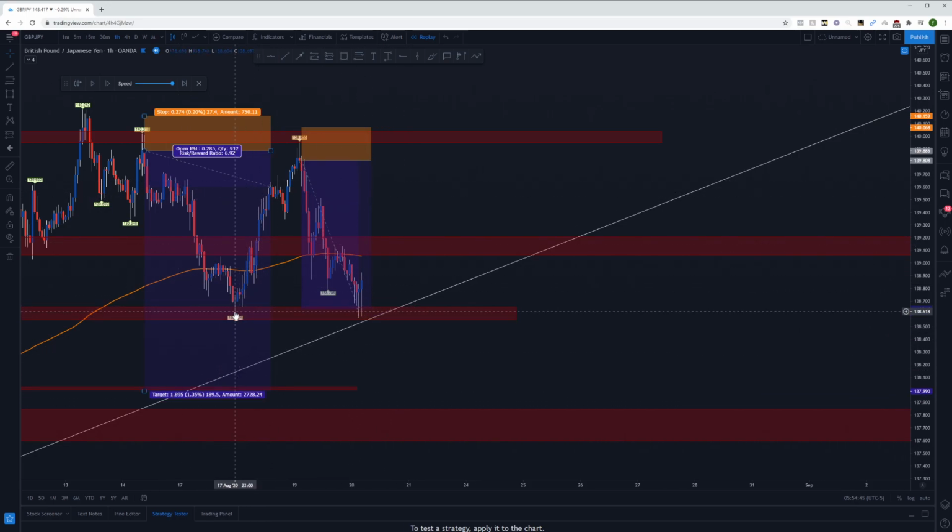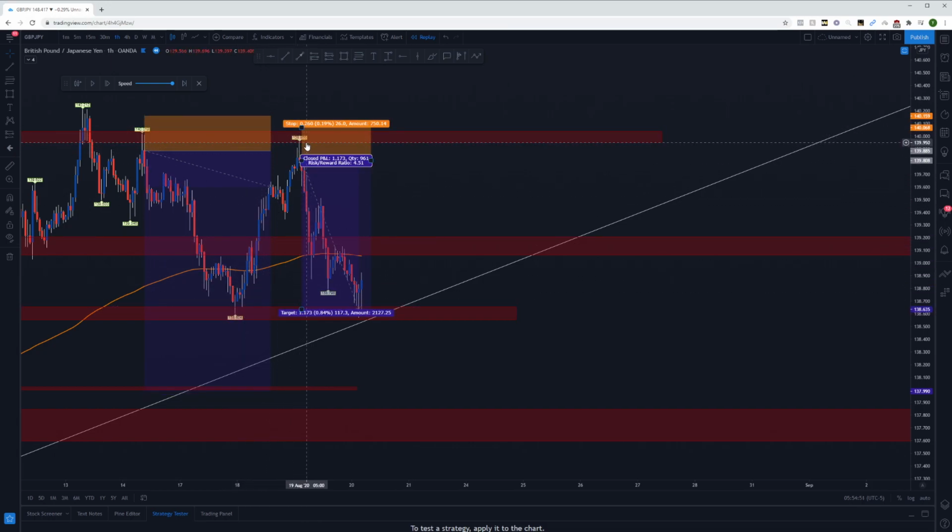Even here, we could have gotten a buy and rode it all the way up to this zone right here if we really wanted to. But you always want to stay patient and not always try to catch every single move in the market.